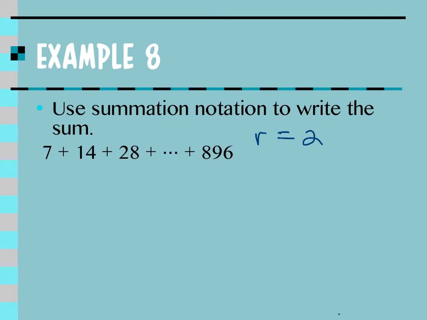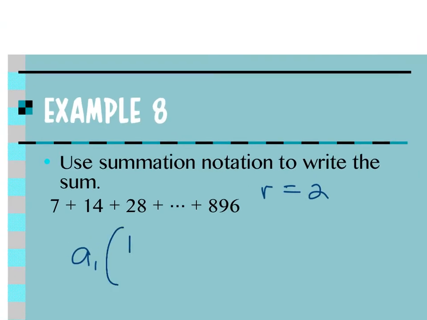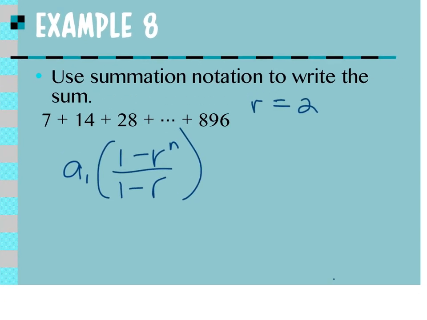Okay, so we've established this is geometric. We've established that we have a sub 1. If I want the sum, I need a sub 1, and I need 1 minus r to the n over 1 minus r. So I have a sub 1, which is 7. I have r, which is 2. What I don't have is n. How many terms are in that sequence? You have no idea. Does that make sense?